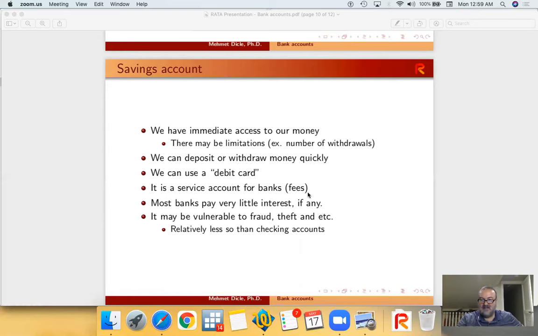Like the checking accounts, those fees may be waived, and the banks pay very little interest. Still a little higher than a checking, but still very, very little, if any. And it may be vulnerable to fraud, theft, etc., relatively less so than the checking accounts. The only thing that actually makes a savings account slightly less risky, less vulnerable to fraud and theft and identity theft and all of that, is because you're not writing a check against it.